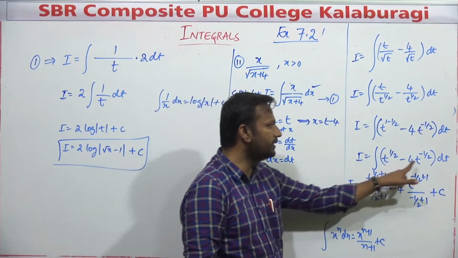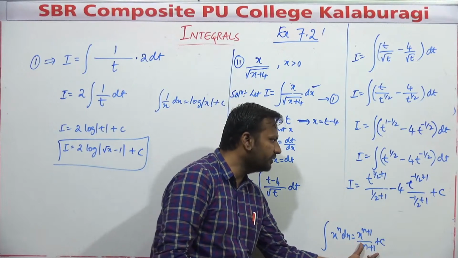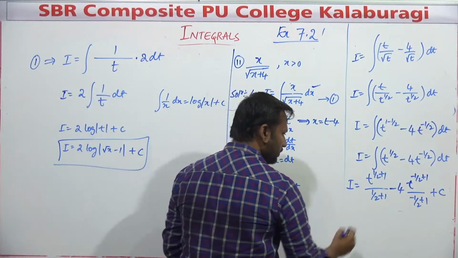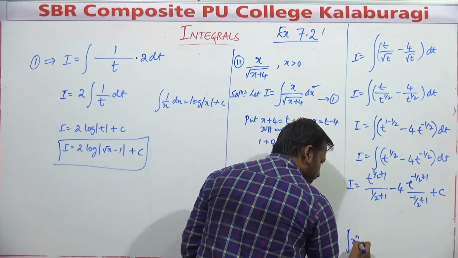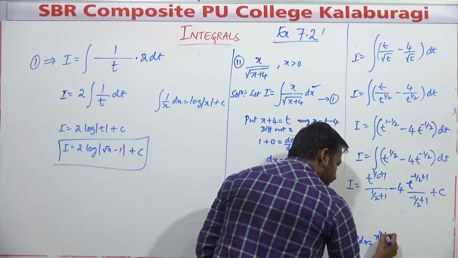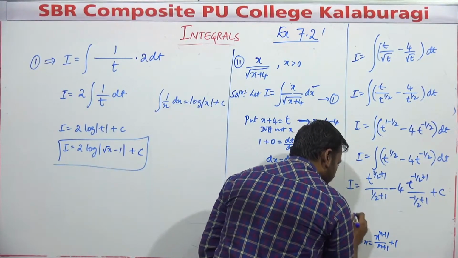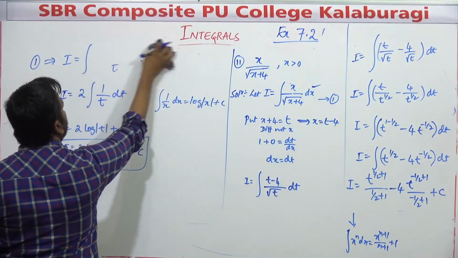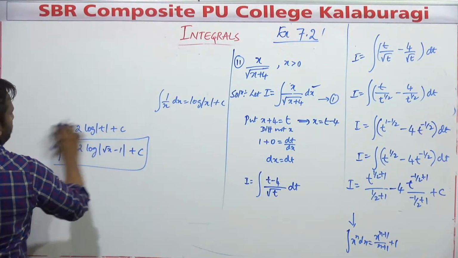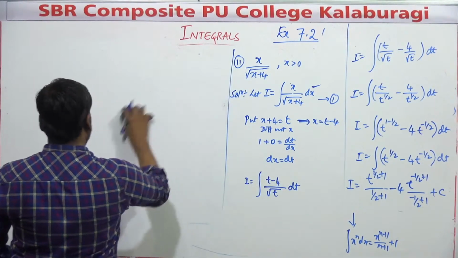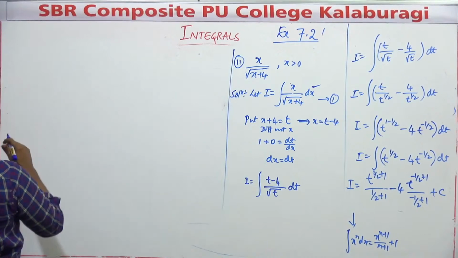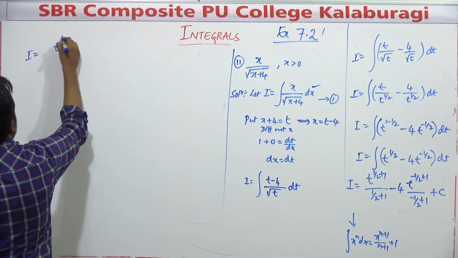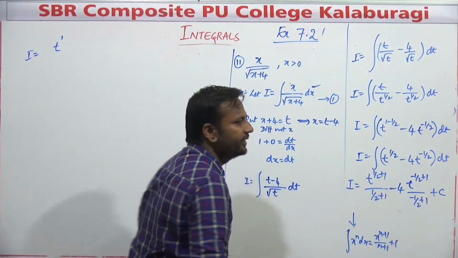These both are in this format. I have applied the formula there. So rest all things you do. Let me write here, otherwise you will get confused. I have applied this formula, right? So further calculation let me do here. t raised to half plus 1. What is half plus 1? 1 and a half. That is 3 by 2.